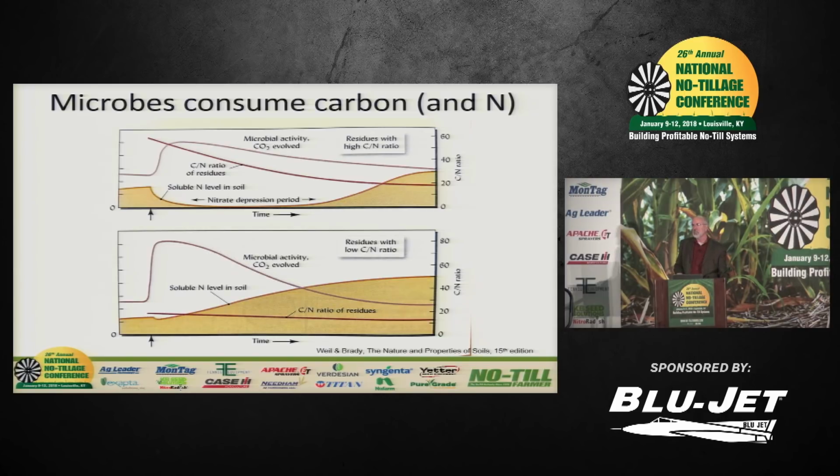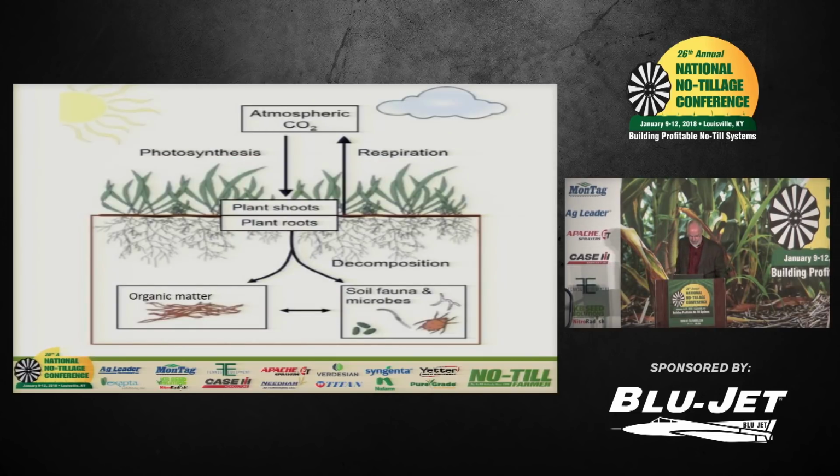So this carbon is being consumed. It's critical for their growth, and it results in population explosions, if you will, of microorganisms. So how does carbon get into our soil systems? There's really only one way.